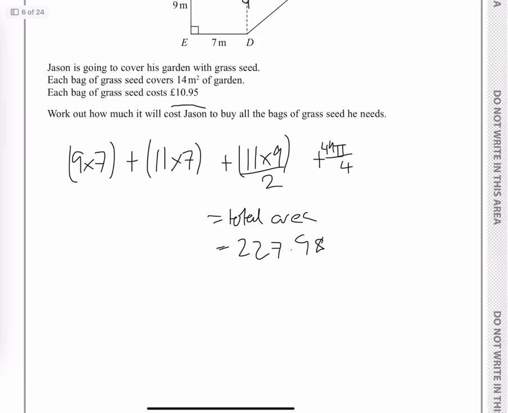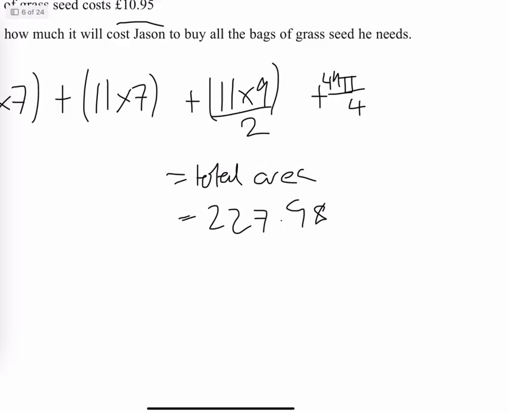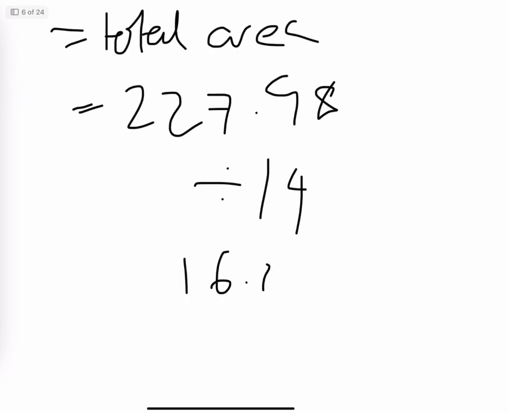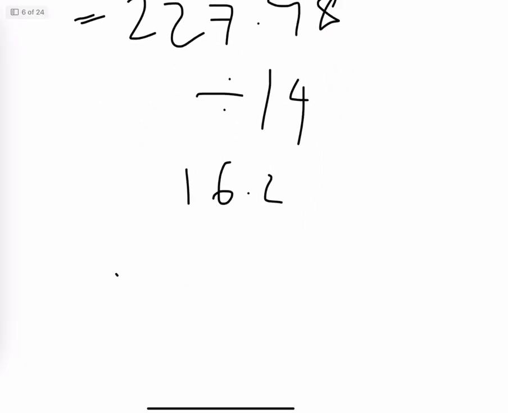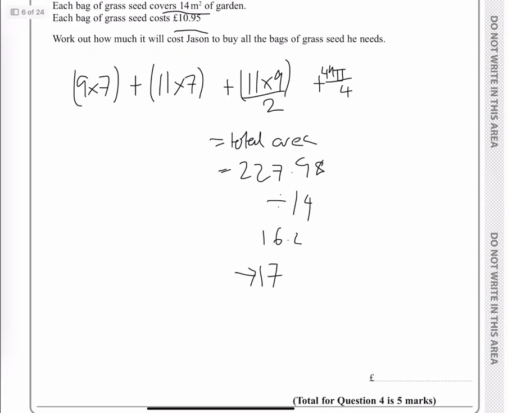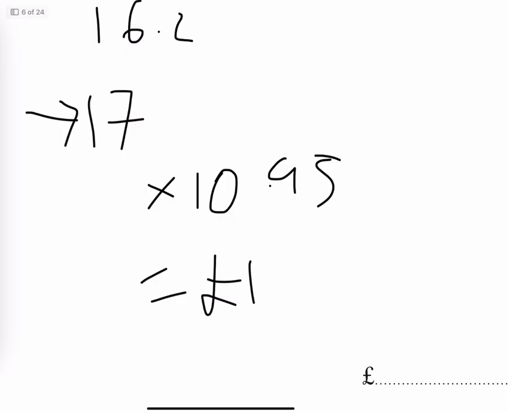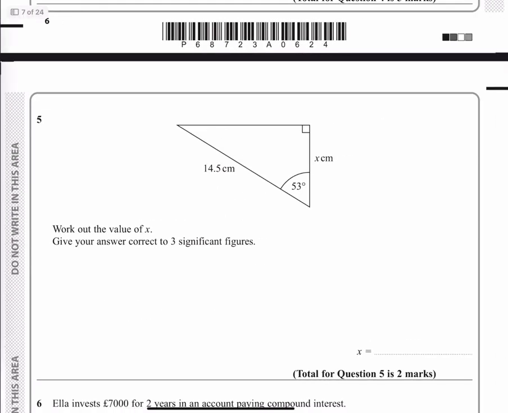And each bag of grass seeds covers 14 metres squared, so we need to divide this by 14 to see how many we are going to need. 16.2, but you can't buy 0.2 of a bag, so he needs 17 bags. And each bag costs that much, so that's 17 times 10.95, which will give us £186 and 15 pence. Nice, moving on.